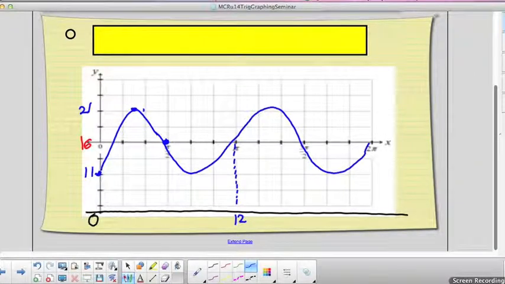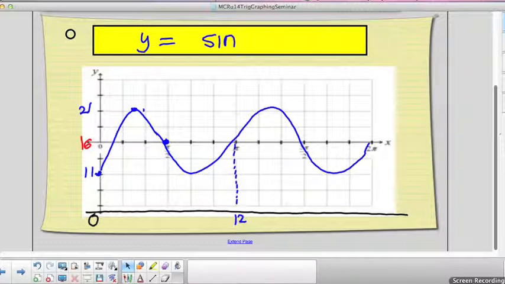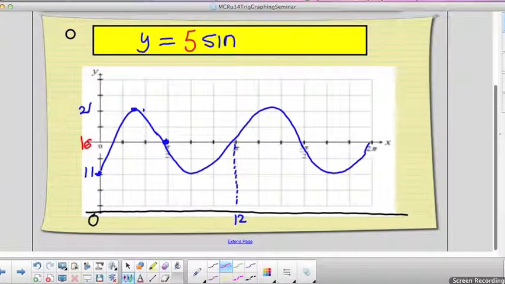Now, the tricky part is, I already know my vertical shift is going to be 16. So let's fill in what I know. Sine. What did I say my amplitude was? 5, right? So my amplitude is 5. That doesn't really matter when you're drawing the graph. My K term I said was 30, right?